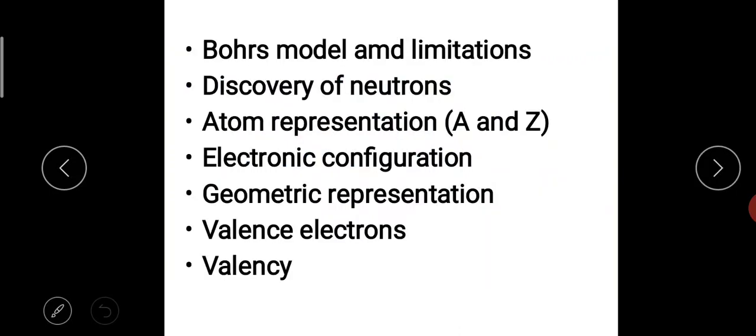We saw Bohr's model of an atom and its limitations, the discovery of neutrons by Chadwick, and the atomic representation, where A means mass number and Z means atomic number. Then we saw the electronic configuration and geometric representation. Practice everything, children, it is very important. And we also saw valence electrons and valency.